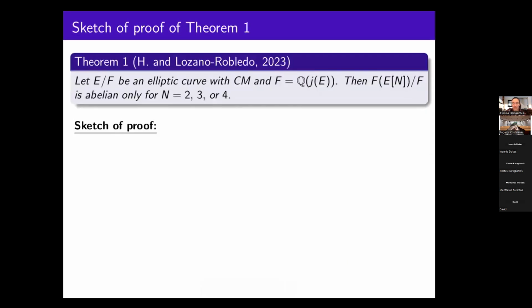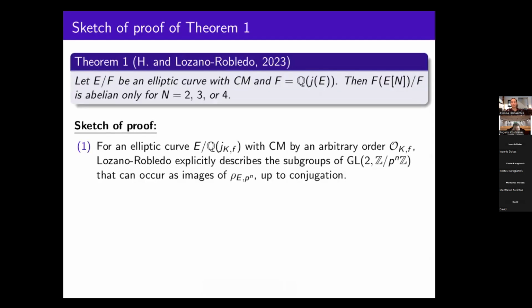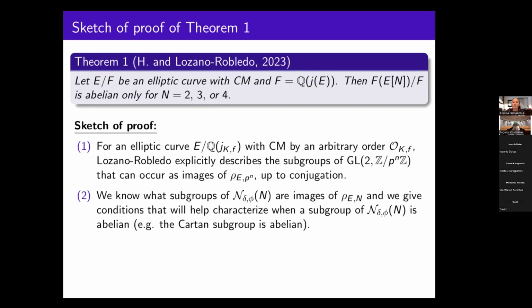Right. So here's just a sketch of the proof. So for an elliptic curve over Q(j(K_f)) with CM by some arbitrary order, Lozano-Robledo has explicitly described what subgroups of GL2(Z/p^n Z) can occur as images up to conjugation. And so we know what subgroups are going to be possible images, and we can come up with conditions that help characterize when a subgroup of the normalizer is going to be abelian. For example, the Cartan subgroup is always abelian.